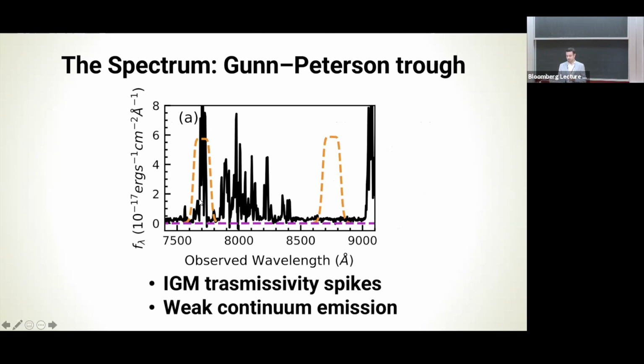You can see here some IGM transmissivity spikes. So it's transmissivity windows of the IGM that still allow some light to pass. But here in the deepest part of the Gunn-Peterson trough, where you really don't expect any light from any source at redshift higher than 6 approximately, you see some weak continuum emission that it shouldn't be there.